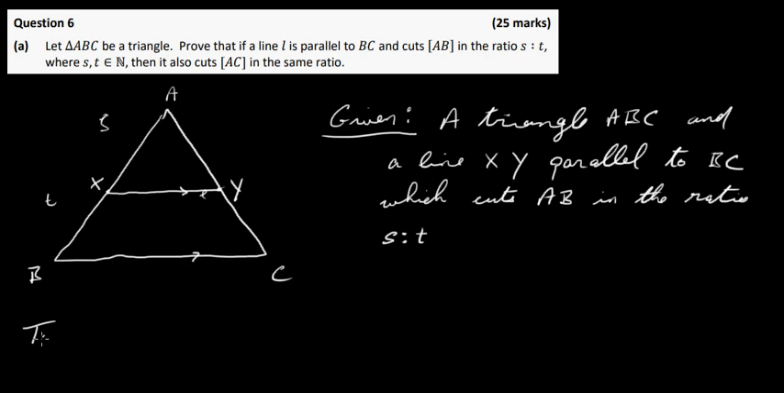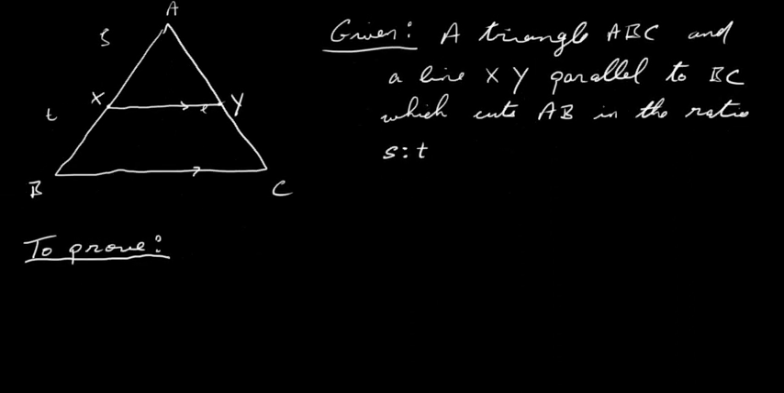So the next thing we write out is what we need to prove. What we need to prove here is that the distance from A to Y to the distance Y to C is also in the ratio S is to T. There is a construction, so we'll do that as well.